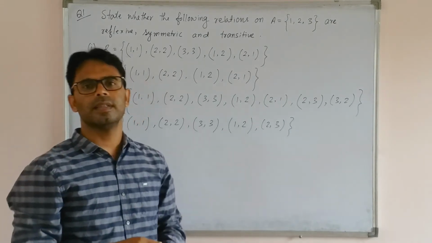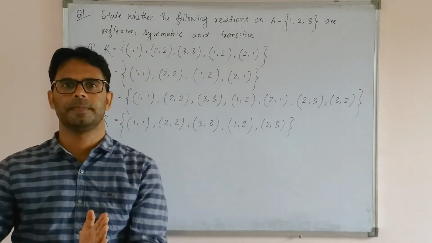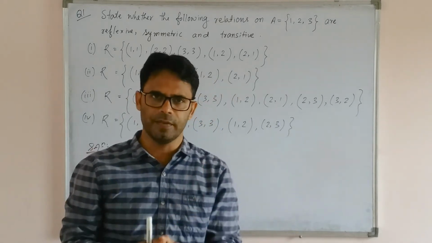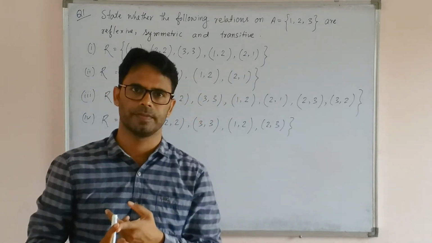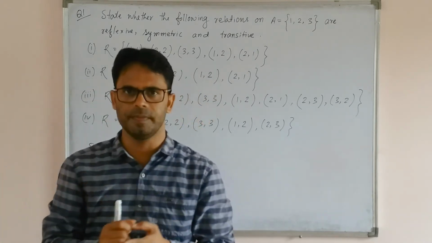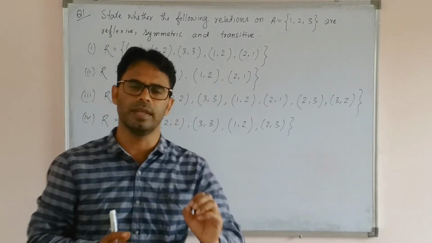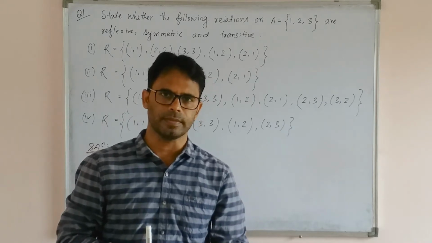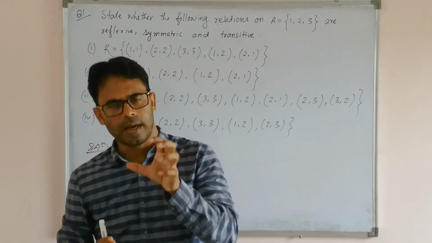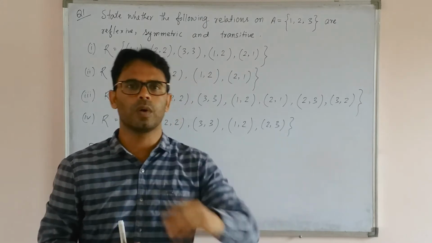And thirdly, transitive relation. Transitive means if (a, b) and (b, c) both these ordered pairs are in R, then you verify whether (a, c) is in R or not. If (a, c) is also in R, then you say the relation is transitive. And if (a, b) and (b, c) belong to R but (a, c) does not belong to R, then you say the relation is not transitive. But in case (a, b) and (b, c) are not both in R, then you directly say that the relation is automatically transitive.